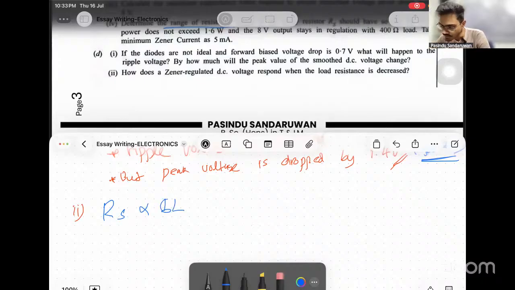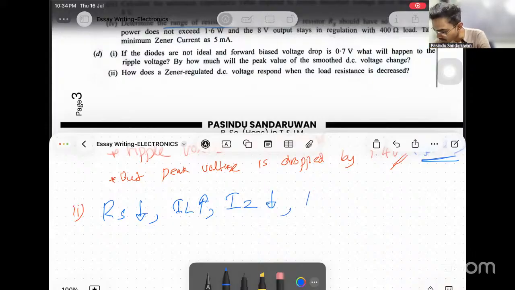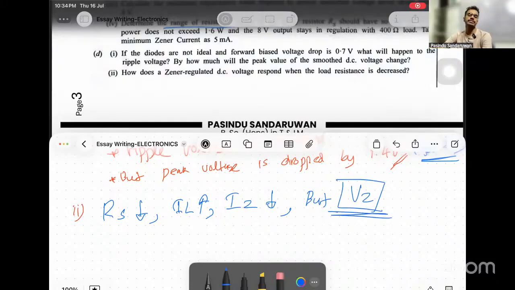When RL changes, IL changes. The load resistance is decreasing. When it decreases, IL increases. When IL increases, the Zener current IZ decreases. But VZ is unchanged. That's the unique feature about the Zener diode.